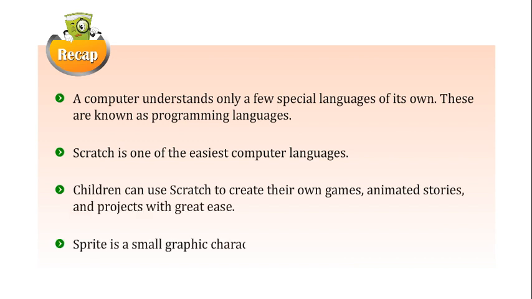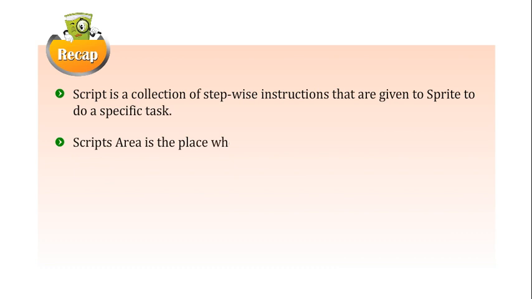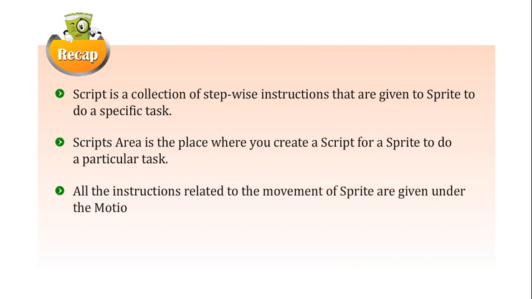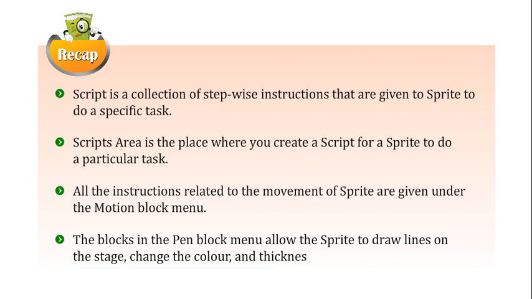Sprite is a small graphic character that performs actions in a Scratch project. Script is a collection of stepwise instructions that are given to Sprite to do a specific task. Script area is the place where you can create a script to do a particular task. All the instructions related to the movement of Sprite are given under the Motion block menu. The blocks in the Pen block menu allow the Sprite to draw lines on the stage, change the color and thickness of lines.